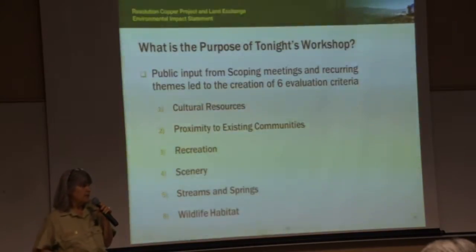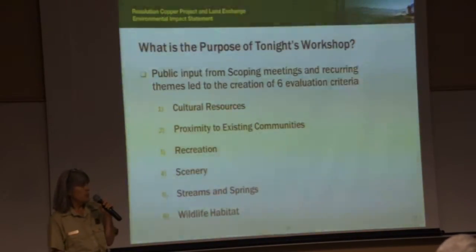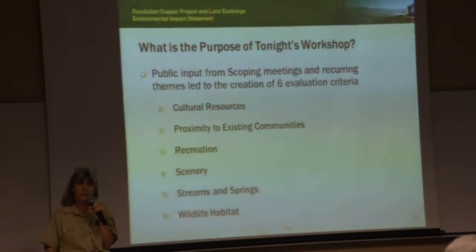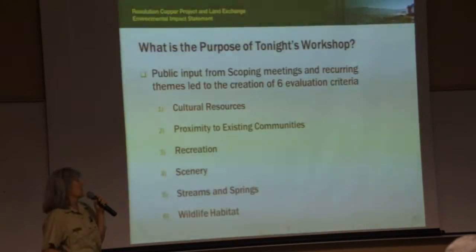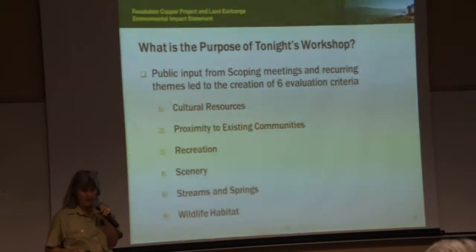So, again, touching back on the scoping report and what we heard, in terms of the importance of what the potential impacts are from any tailings, wherever they're located. They could be affecting these types of resources out on federal lands or private lands or whatever. And so this is what we heard from you, these types of broad topics, and we'll go into some more definitions later in the workshop. But we identified these 6 topics, and they are on your handouts as well. Cultural resources, proximity to existing communities, recreation resources, scenery, streams and springs and all things water, and wildlife habitat.